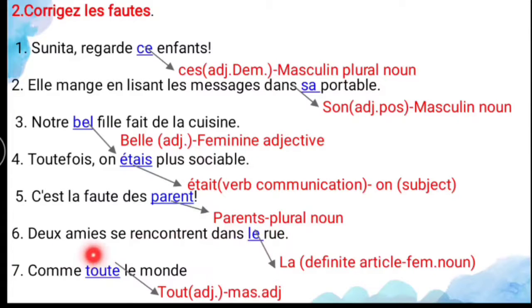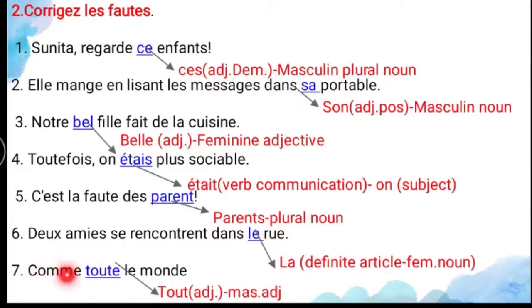And next, "Des amis se rencontrent dans le rue." So here the mistake is what? Le, that is a definite article. So rue is a feminine noun. For the feminine noun you have to use la. So, "Des amis se rencontrent dans la rue." The friends meet in the street.